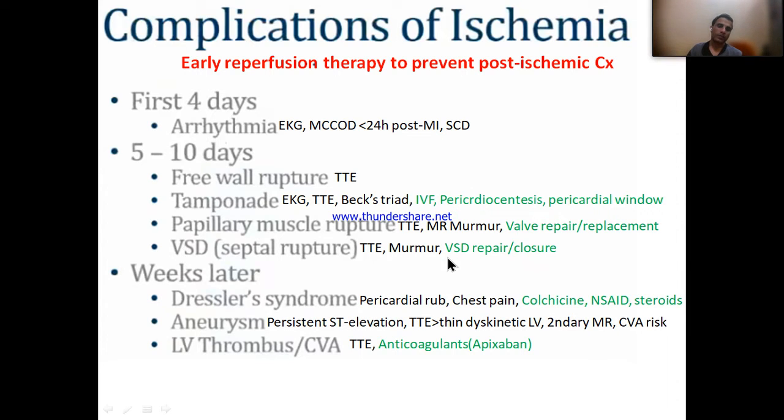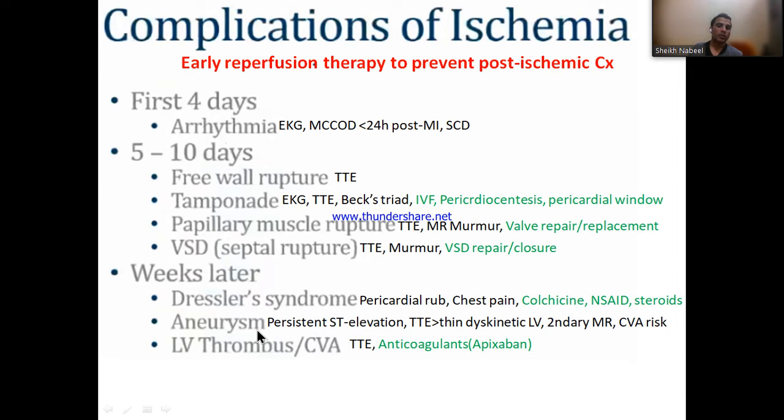And obviously the therapy is VSD closure repair. Weeks later, these complications can happen. Dressler's syndrome, which is the formation of autoantibodies against the pericardium. So there will be a pericardial rub on auscultation, and chest pain that will get worse with lying down and will be relieved with sitting up or leaning forward. The treatment is colchicine, NSAIDs like ibuprofen, and steroids.